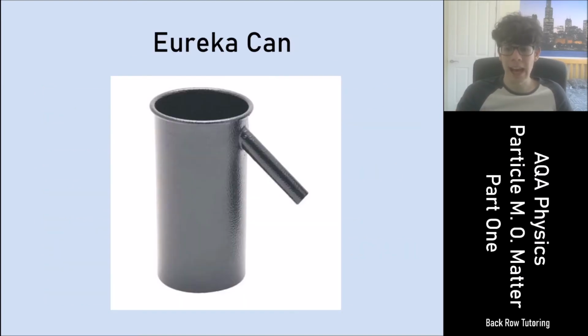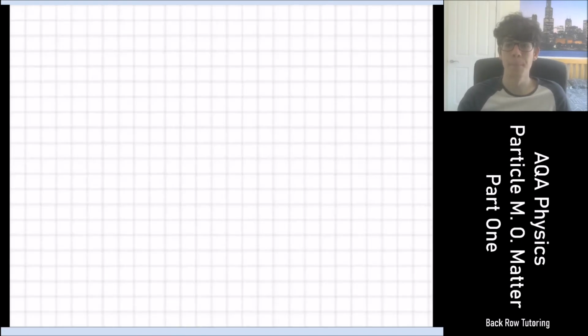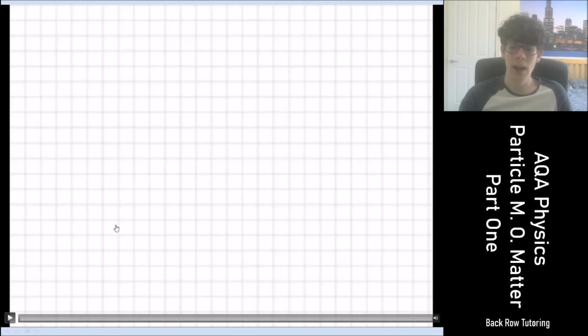This is what a Eureka can looks like. You would submerge the object into the water, and the water would be filled just to this level here, so it's just below the spout. When you put an object into that water, the water will rise, travel through the spout, and the amount of water which comes out of that spout is the volume of the object which you put in. So the amount of water displaced is equal to the volume of the object which has been placed in the water. We're going to watch a little video now about doing this experiment.